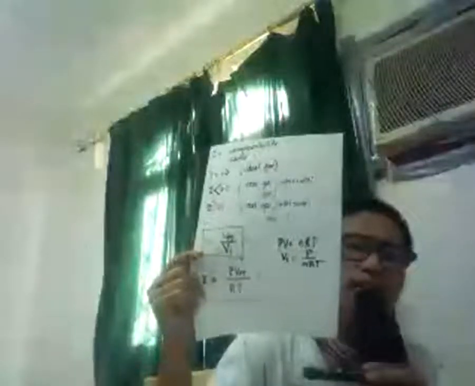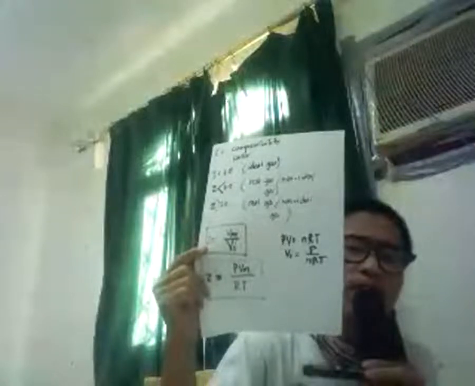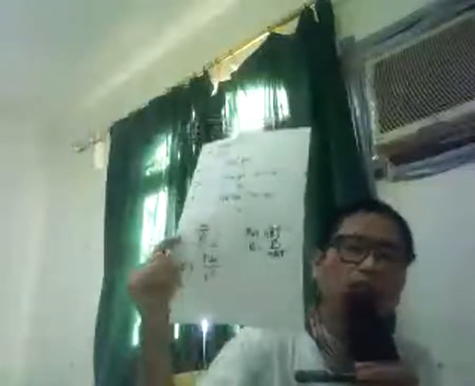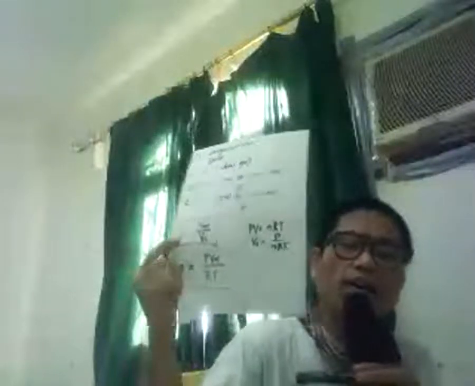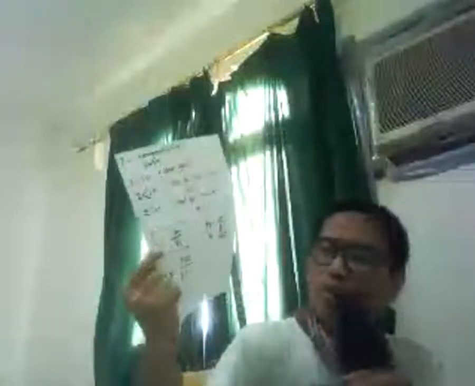Substitute the value of Vi in the equation Z equals Vm over Vi. Sorry, Vm over Vi. We have now the Vi from the ideal gas equation. We substitute that in the compressibility factor. Then later we can obtain Z equals pressure times smaller volume, or actual volume, over RT. So let's substitute the Vi.